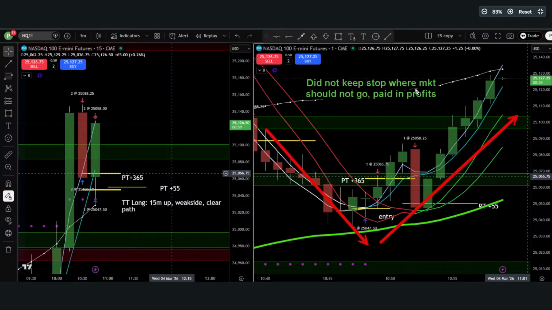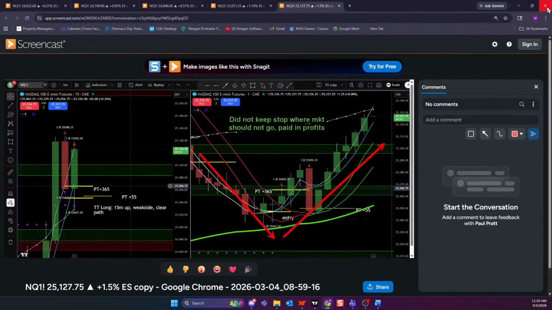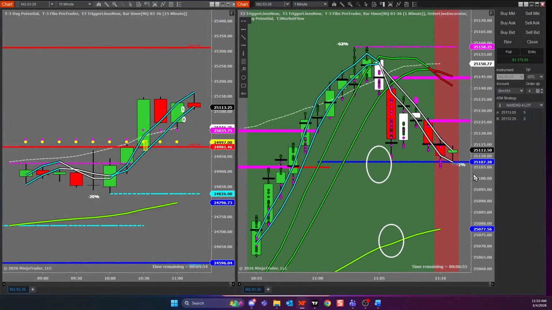Did not keep the stop where the market should not go, paid in profits. That is a very common story. Hey, look at that. We made it to support. Paul, great trading. Two very avoidable mistakes.